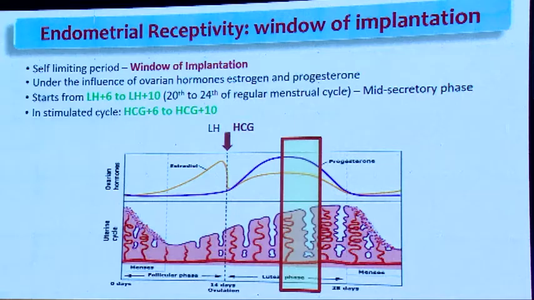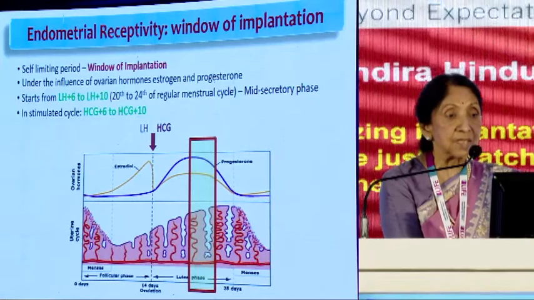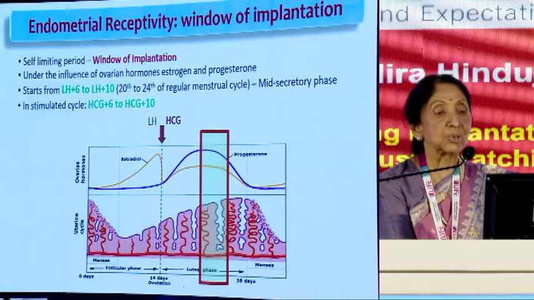All of that occurs in the window of implantation, which is a self-limited period under the influence of estrogen and progesterone. It is the mid-secretory phase, considered LH+6 to LH+10 in a natural cycle, and between hCG administration day 6 and 10.